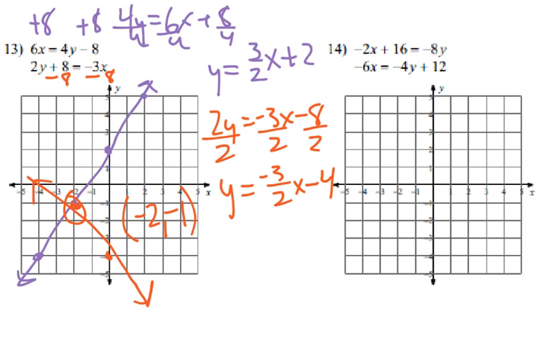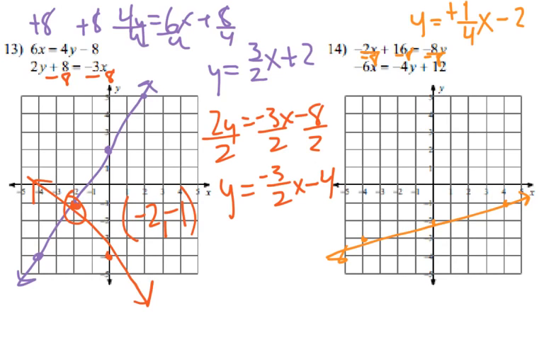And our last one, add 2x to both sides. Wait, no we don't, because the y is already by itself, right? So we just want to divide everything by negative 8. So negative 2 divided by negative 8 would be positive 1/4 x. 16 divided by negative 8 would be negative 2 equals y. So down to negative 2, up 1 to the right 4, or down 1 to the left 4.